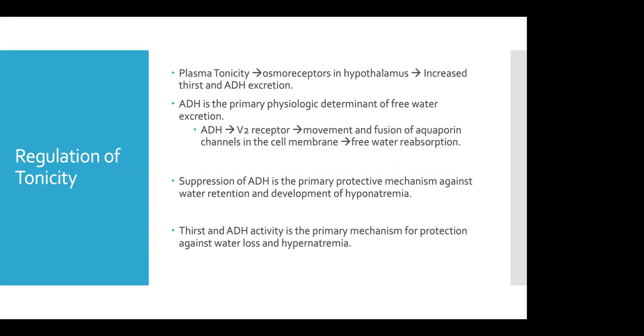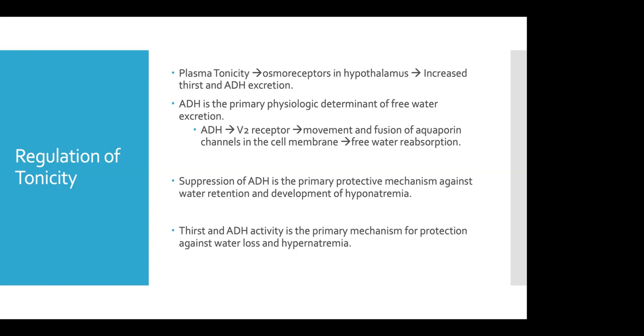How is tonicity regulated? So as we said, there's osmoreceptors in the hypothalamus. And if there's high tonicity, that increases thirst and ADH excretion. And then ADH is the primary physiologic determinant of free water excretion. So increase in ADH reacts to the V2 receptor, which leads to movement and fusion of aquaporin channels in the cell membrane, which then leads to free water reabsorption.